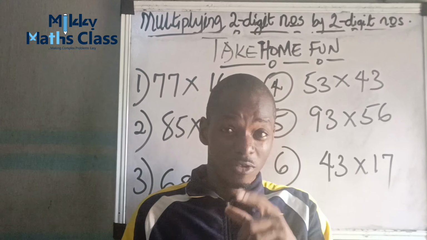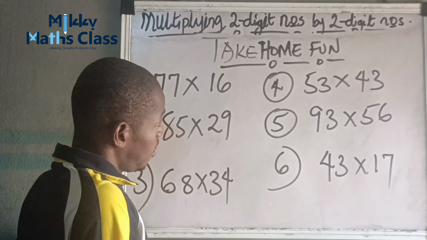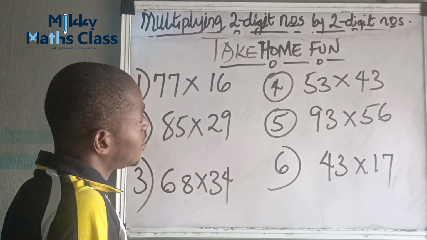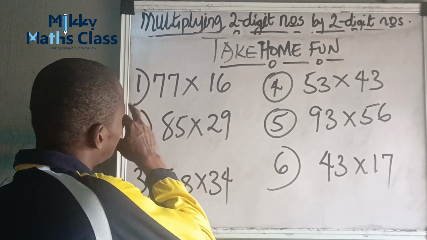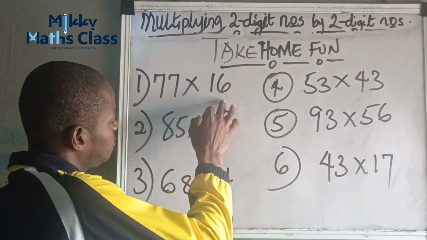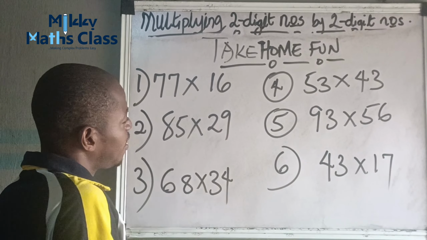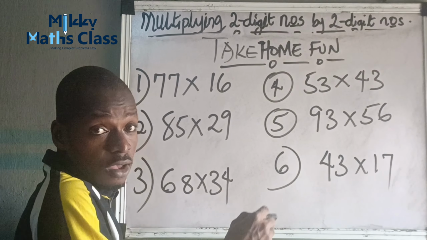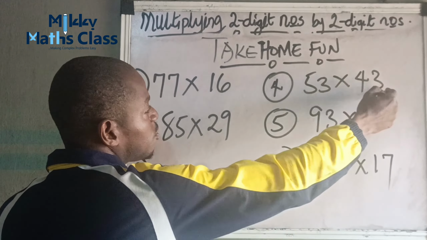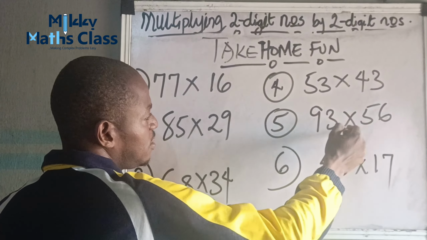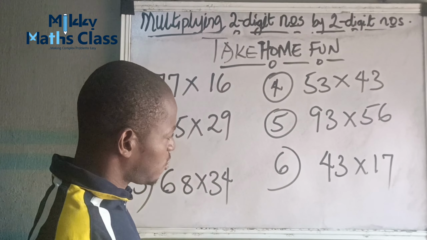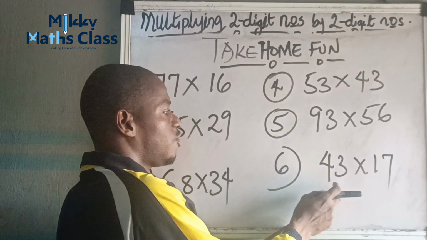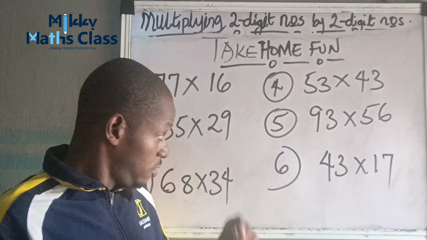All right, I hope you have learned in today's class. Okay, before we go, just like in our usual style, here are some list of take-home fun that you can practice at your leisure time. The first one says 77 times 16. The second one says 85 times 29. The third one says 68 times 34. The fourth one says 53 times 43. The fifth one says 93 times 56. And the last but not the least, the sixth one says 43 times 17.